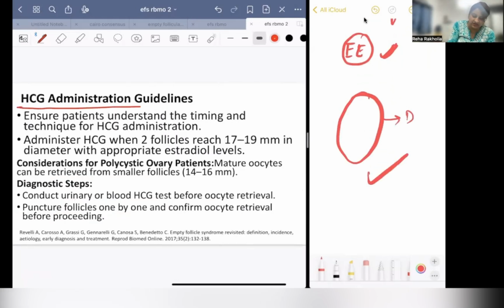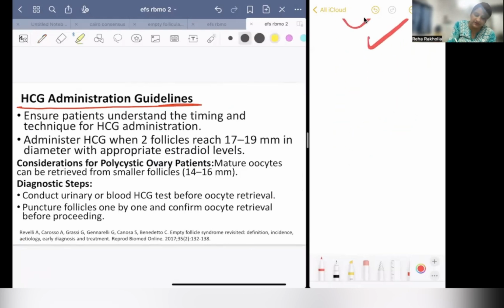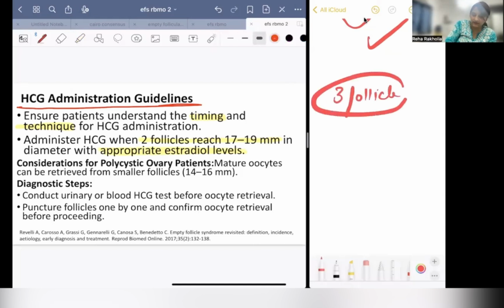HCG administration guideline. We should make sure that the patient understands the timing and technique for HCG administration. We should administer HCG when two follicles reach 17 to 19 millimeter in diameter with appropriate estradiol level. In our place, we consider three follicles. Here it is written two follicles, according to this study in 2017.